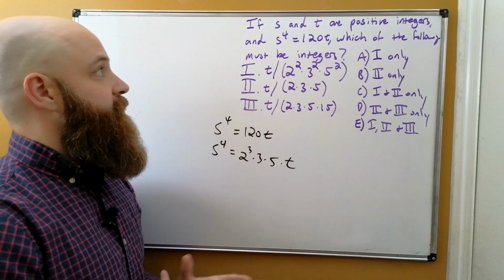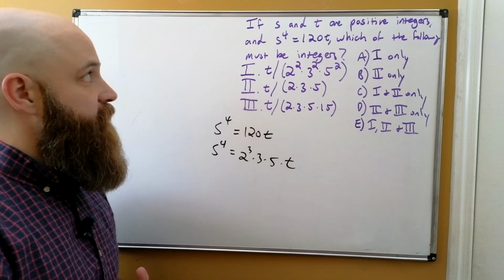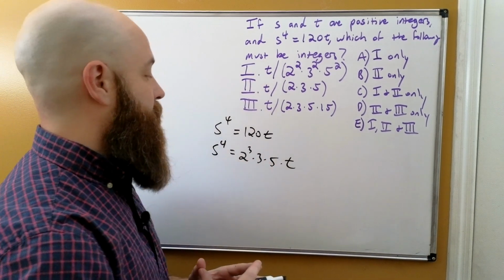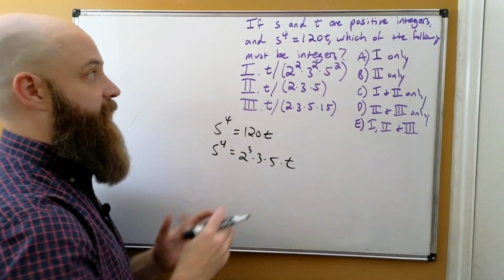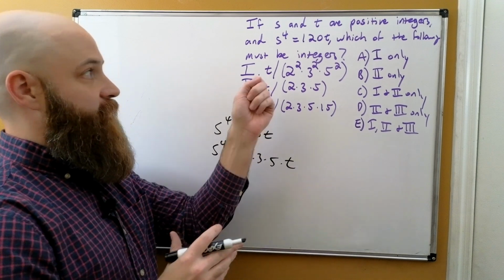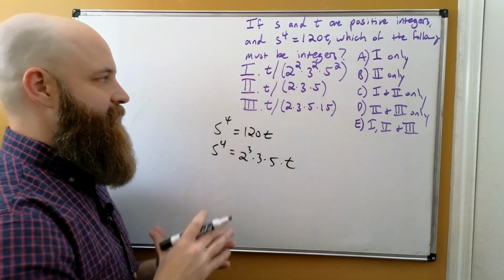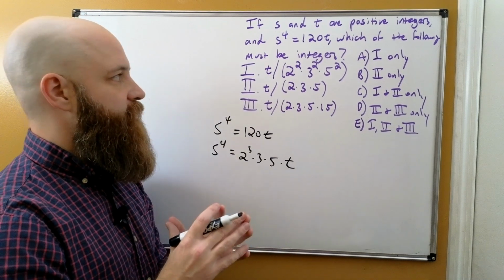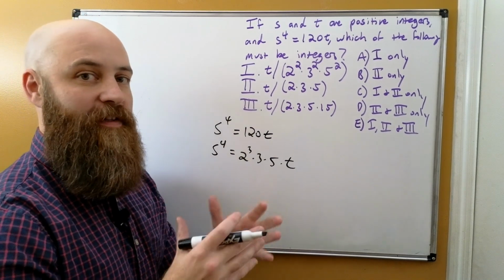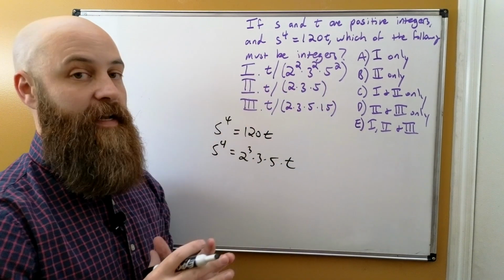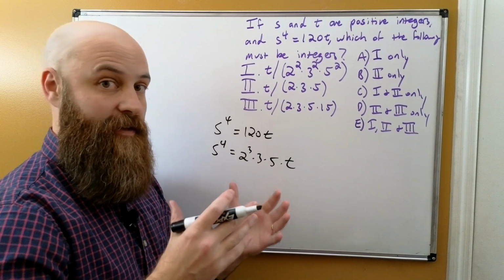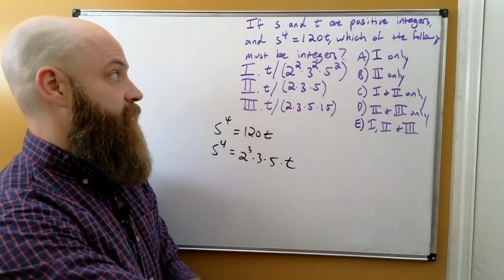So let me go back to the question. Did I miss any important information? Well, they tell me that s and t are positive integers. Okay, so that limits the values they can take on. It also says which of the following must be integers. So maybe t could take on multiple different values, but I'm asking myself, under the worst case scenario, is this still going to be an integer? And if it still does, then I guess that expression must be an integer.